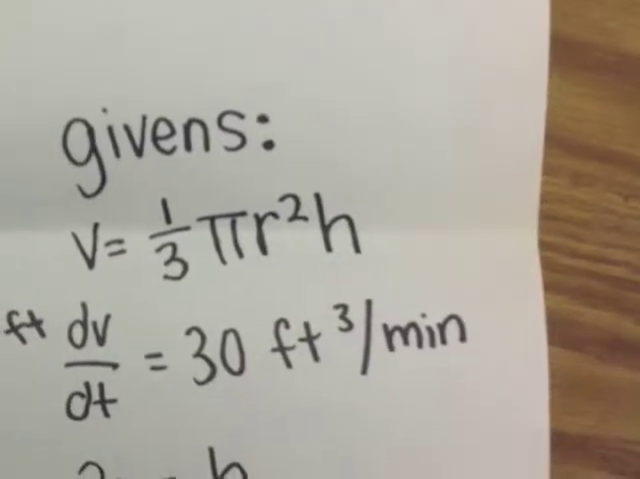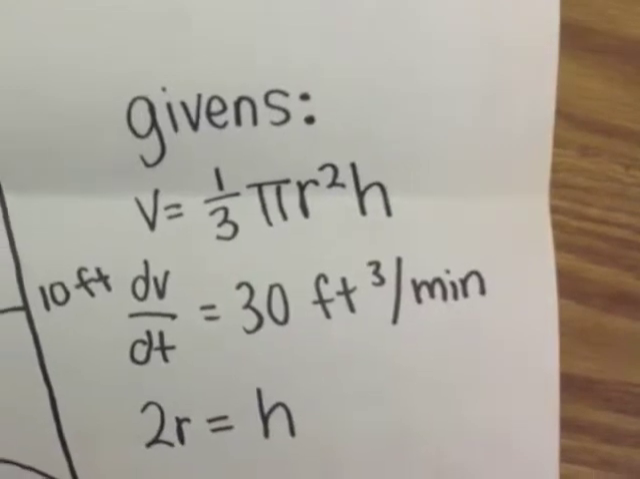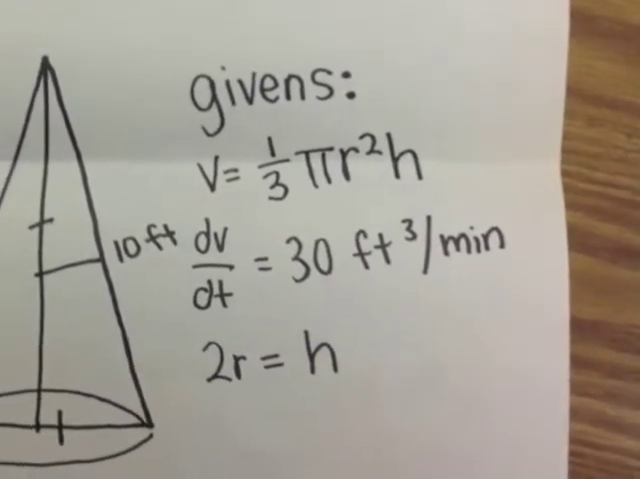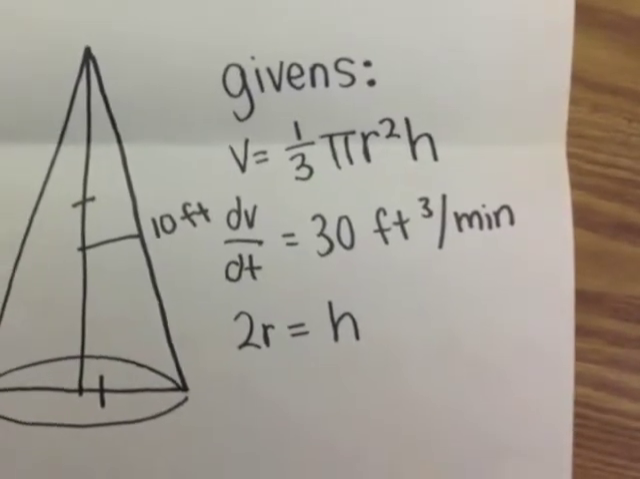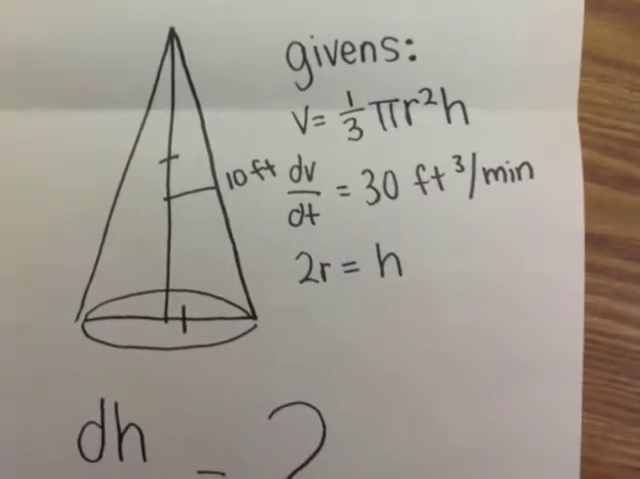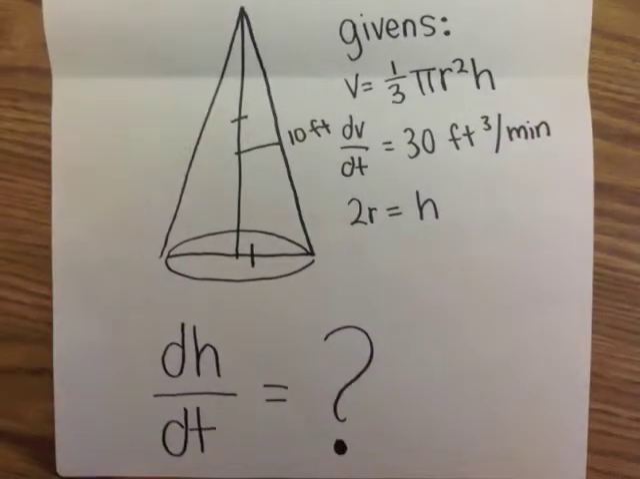The problem also tells us that the diameter of the base of the cone is always equal to the height of the cone, which is why we get the formula 2 times the radius equals the height. So the problem is asking us to find the rate at which the height of the cone is increasing when the height is 10 feet high, also known as dH over dt when h equals 10.